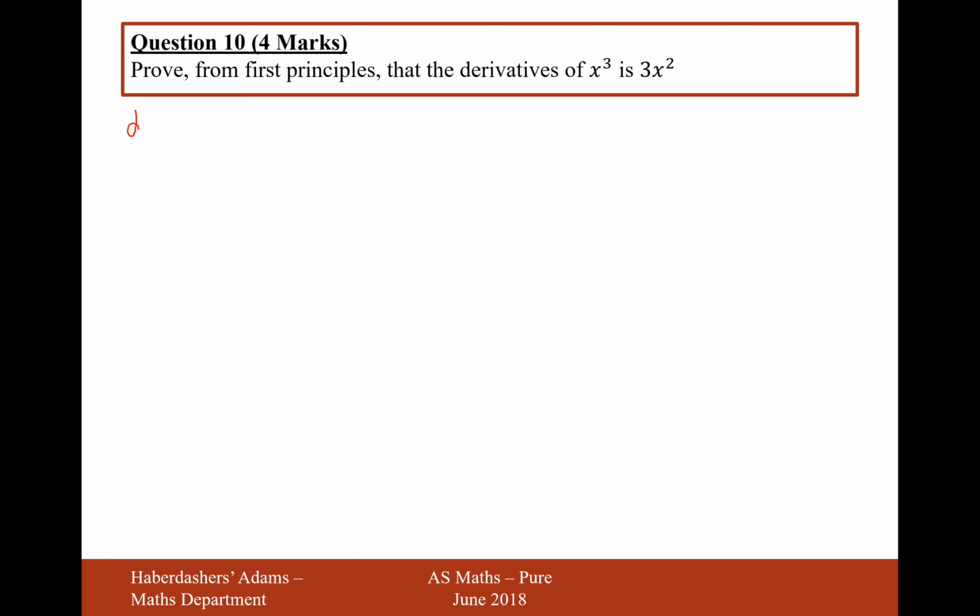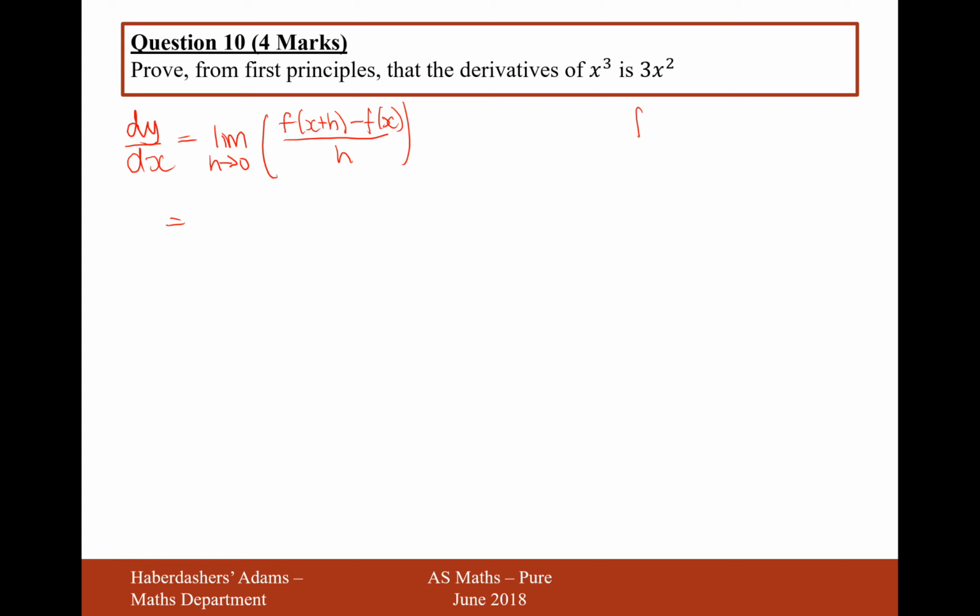Now first of all, what you get in the formula booklet is this little formula here. dy by dx equals the limit as h tends towards 0 of f of x plus h minus f of x over h. So let's apply this formula.